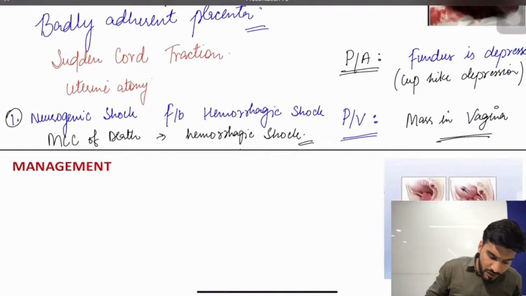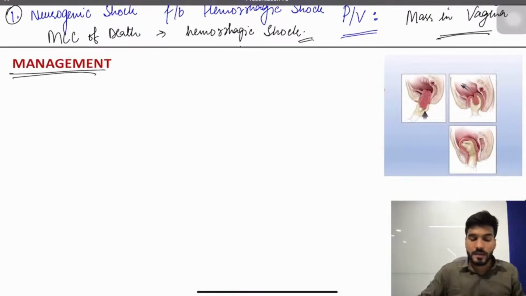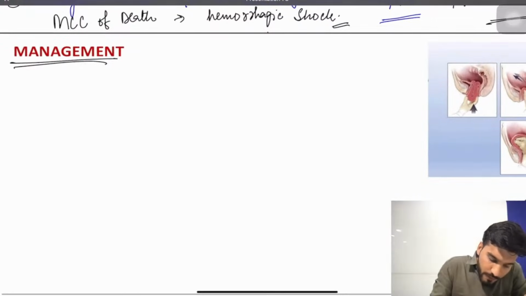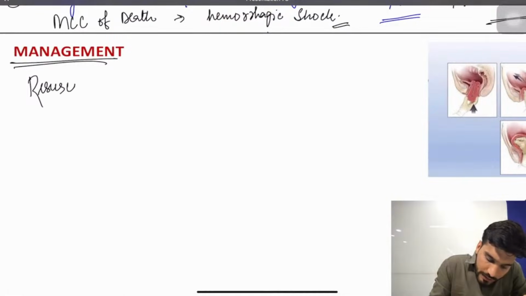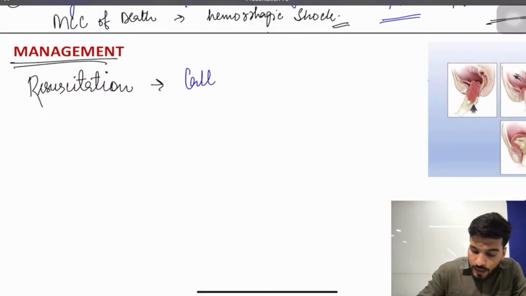Now what will be the management? As I've already said, in this case the patient is having heavy bleeding and immediately goes into shock. The first management will always be resuscitation. So for uterine inversion, first I'm going for resuscitation and call for help.